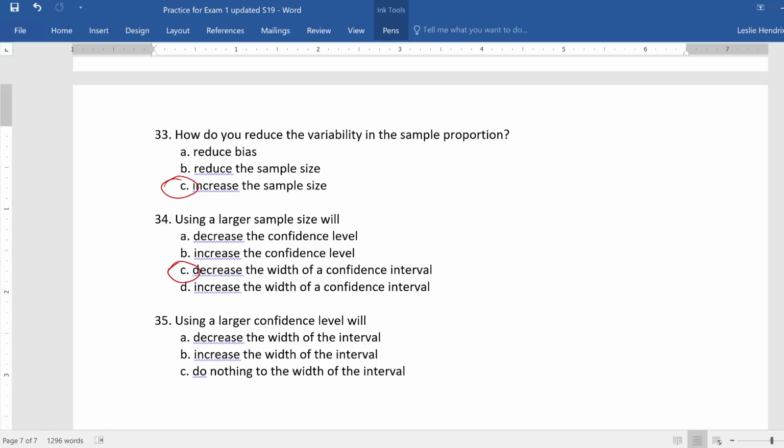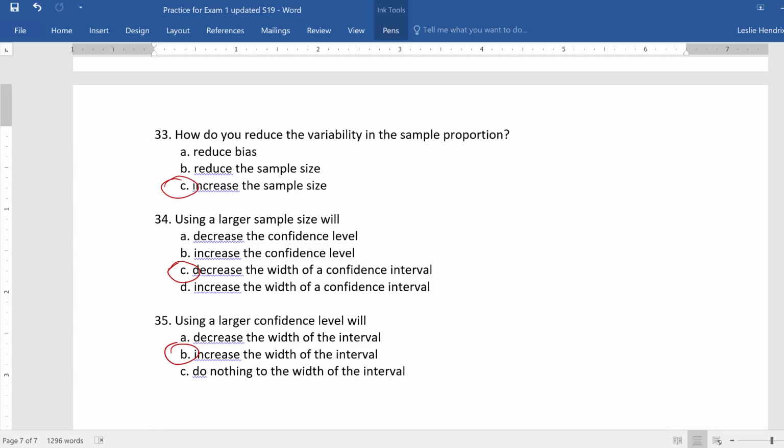And 35, using a larger confidence level will do what? When you increase the confidence level, think about getting a fish out of an aquarium. If you want to be more confident that you're going to catch that fish, you need a bigger net. So when you increase the confidence level, you're going to increase the width of the interval.